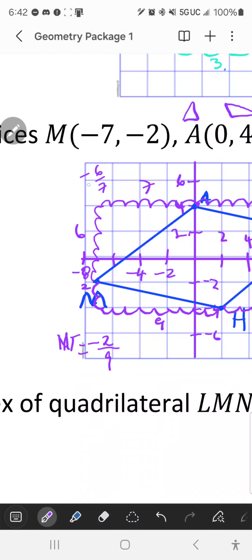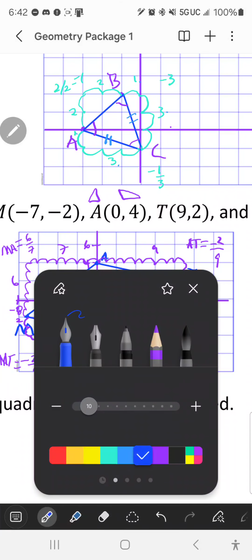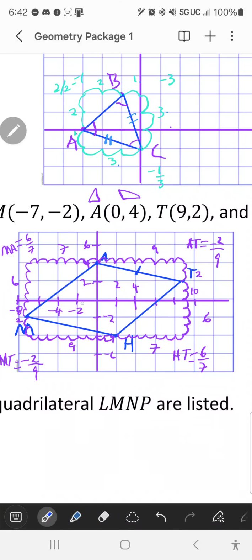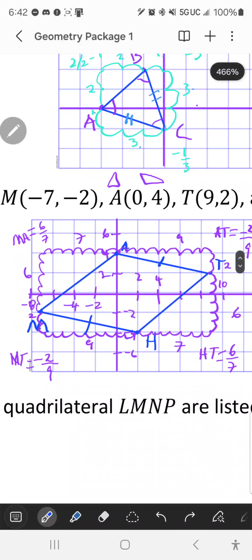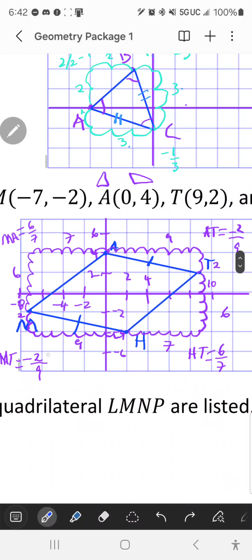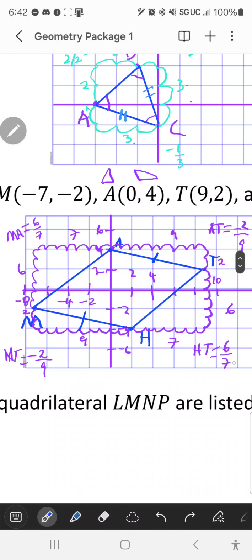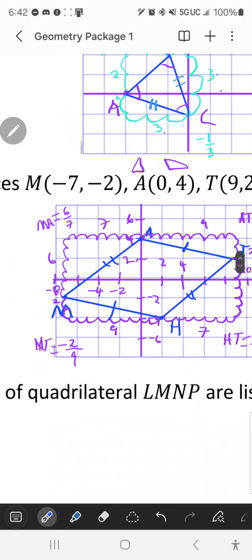Now as you can see, the opposite sides have the same slope, so they are parallel. And as you can see, the opposite sides also have the same numbers: 2 and 9, 2 and 9, and this is 6 and 7, this is 6 and 7. So they are parallel and they are equal, they are congruent.